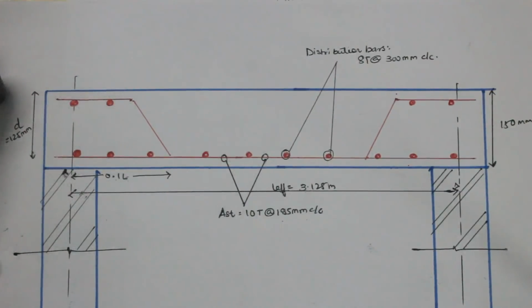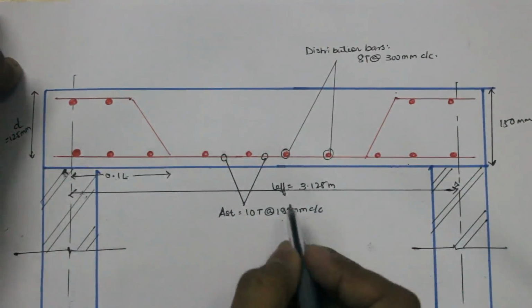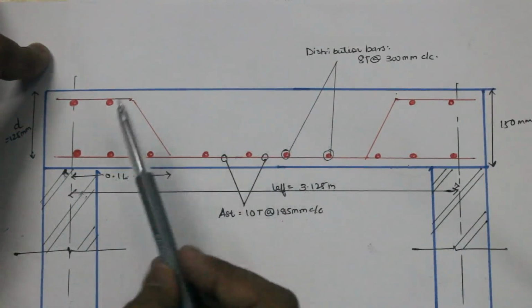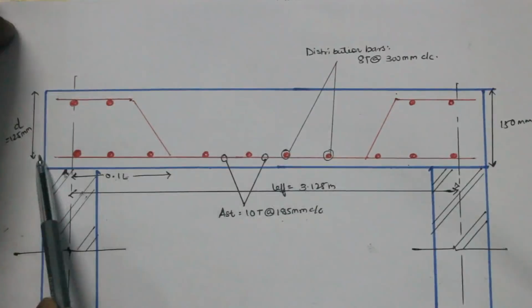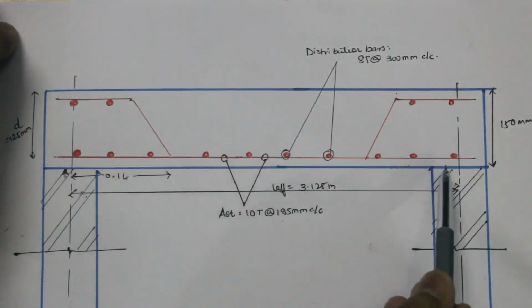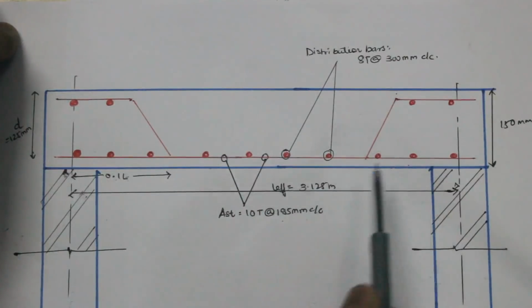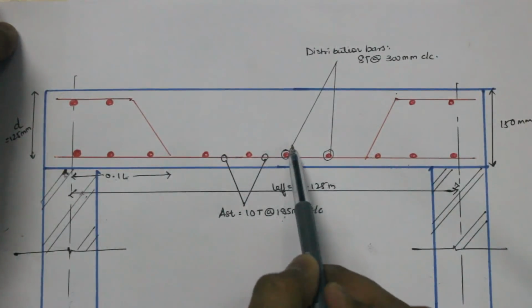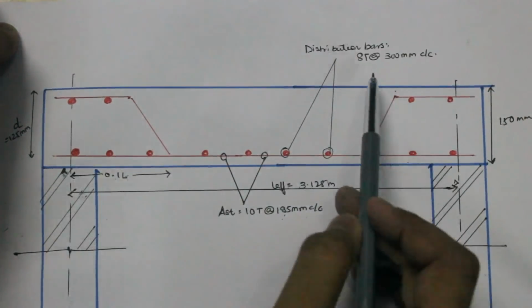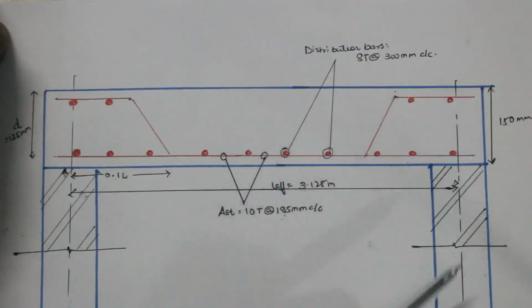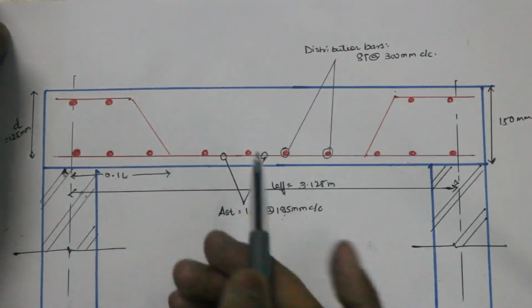And so this is the effective length, 3.125 meter. I have shown it from center to center of the supports, and this is the effective depth, this is the total depth. The bottom bars is the main reinforcement, that is 10 torr at 195 mm center to center, and just above it we have placed distribution bars, 8 torr at 300 mm center to center. As we all know, we bend up the bar at the supports, so alternate bars are bent up.